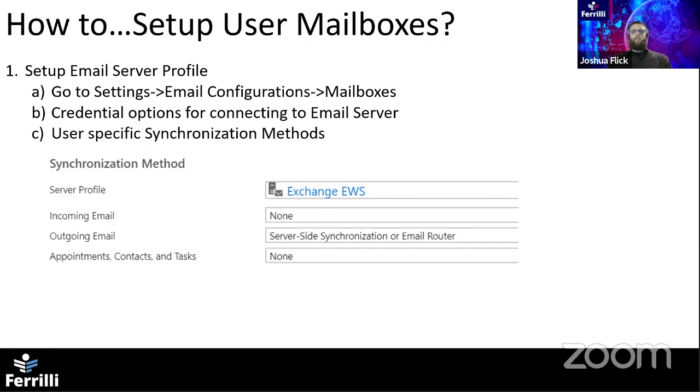The synchronization methods section is where you can configure how the outbound and incoming email methods should work. This is the exact same thing we saw when we were configuring the defaults. This is just where you can alter it specifically for specific users. So as I suggested earlier, we are using the outgoing email is set to server-side synchronization or email router for everyone by default. But then for any users who need to track incoming emails, you want to have that option available to them. You can come into their mailboxes here and set it to server-side synchronization or email router as well.